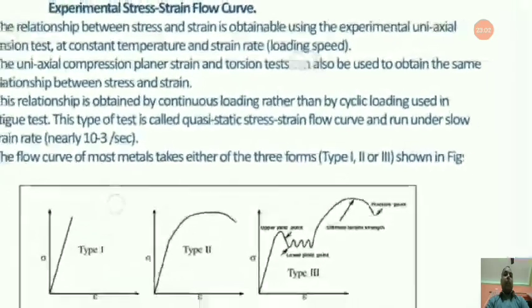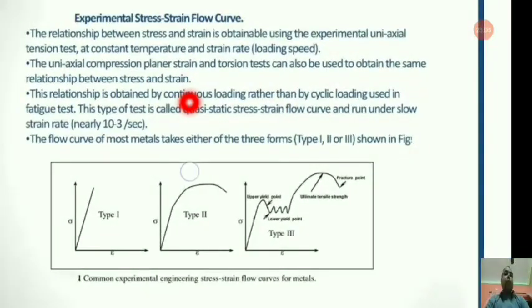The relationship is obtained by continuous loading rather than by the cyclic loading used in the fatigue test. Look, in the fatigue test we will have cyclic loading. The same member, the same portion of the particular material, is first subjected to, say, tension, and second subjected to compression. So alternately, the same portion is subjected to tension as well as compression. This type of loading is cyclic loading, which you obtain in the fatigue test.